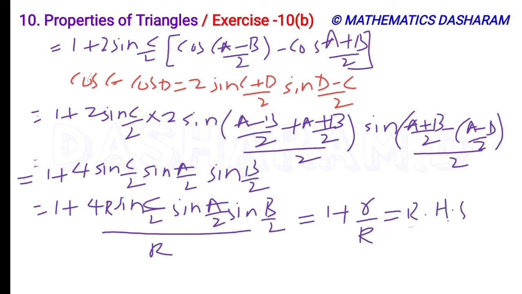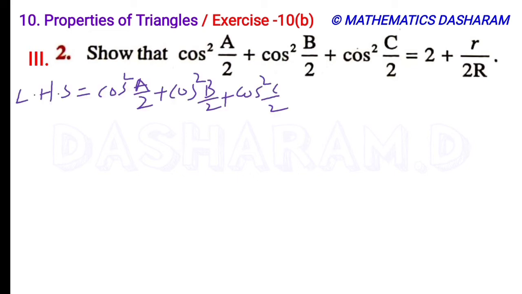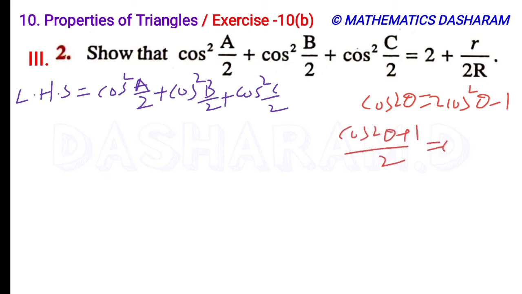So hence proved. Second question: show that cos square A by 2 plus cos square B by 2 plus cos square C by 2 equals to 2 plus r divided by 2 into capital R. First LHS. So actually we have a formula, cos 2 theta formula is 2 cos square theta minus 1. From this, cos 2 theta plus 1 divided by 2 equals to cos square theta. So apply this formula at the three places.